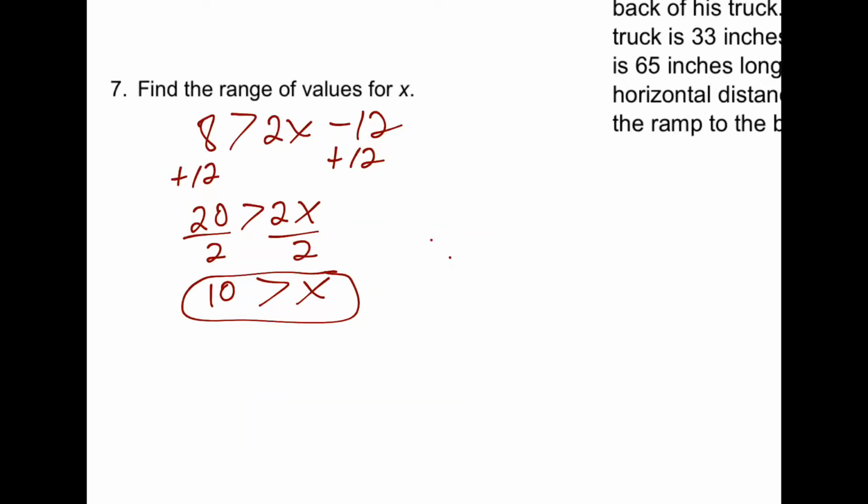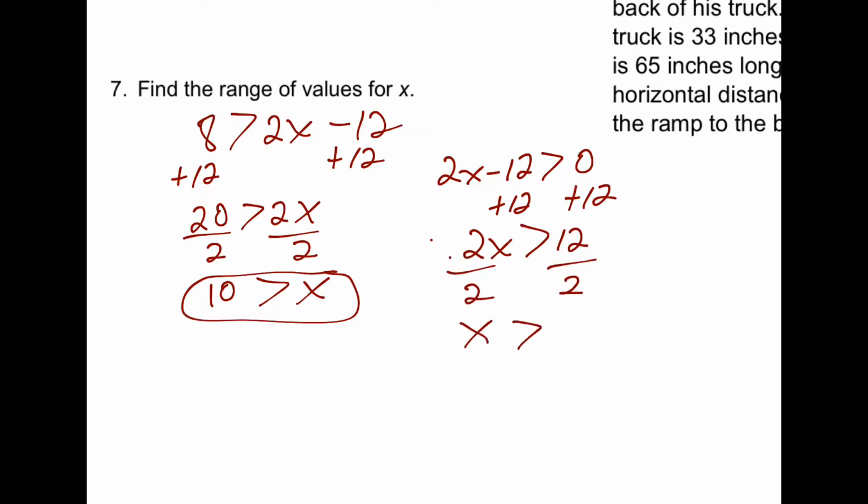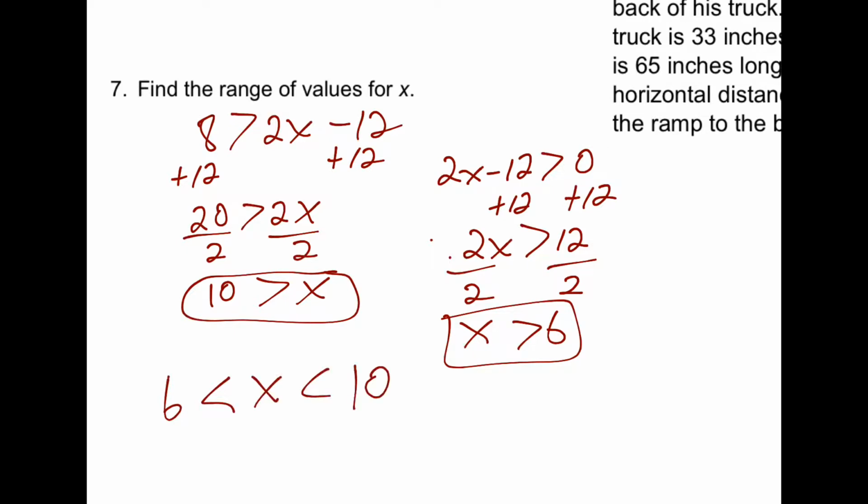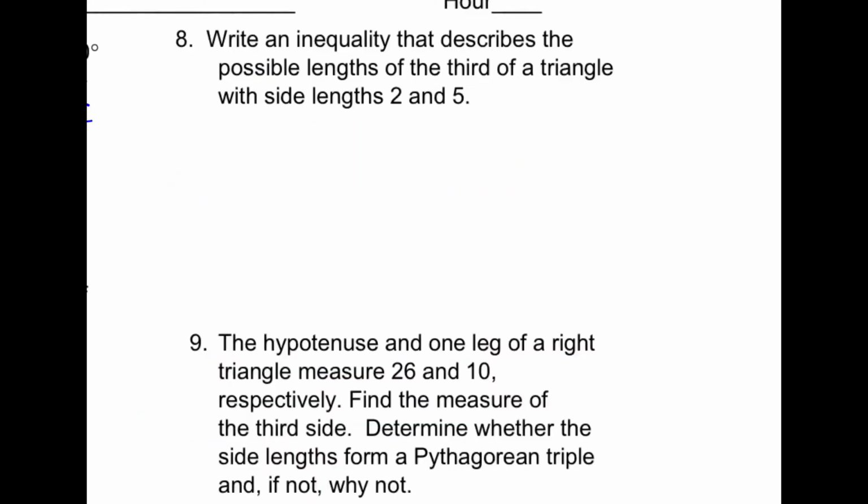Now let's assume that 2x minus 12 is bigger than 0. Then if we add 12 to both sides, we get that 2x is bigger than 12. And when we divide both sides by 2, we get that x is bigger than 6. If I want to put these two together, I know that x has to be somewhere in between 6 and 10.